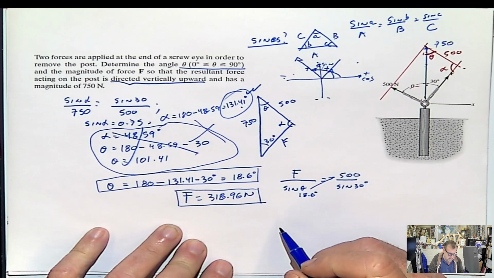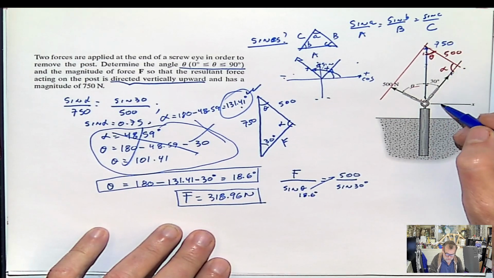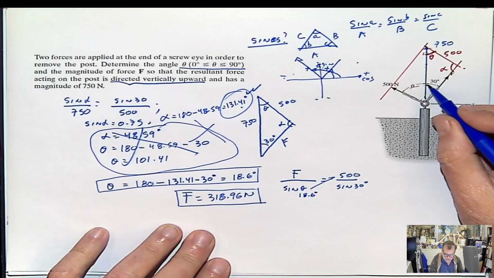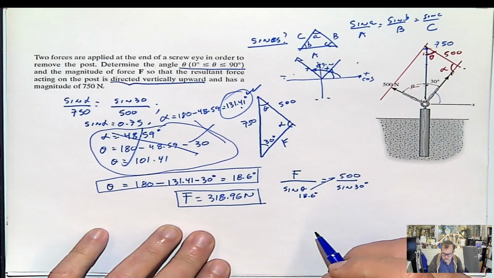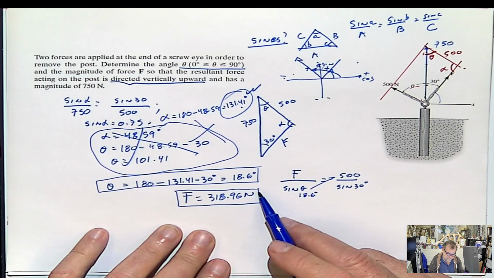That's it. If you need to calculate the direction, well, the direction is given already because if this is 30, this is 60. The direction for that one. So you don't need to do anything else.